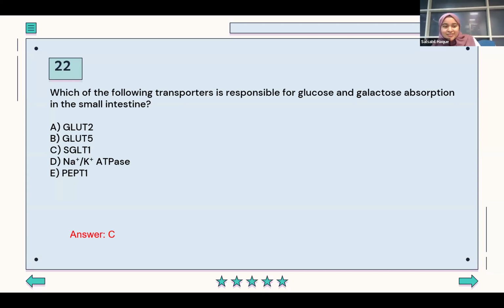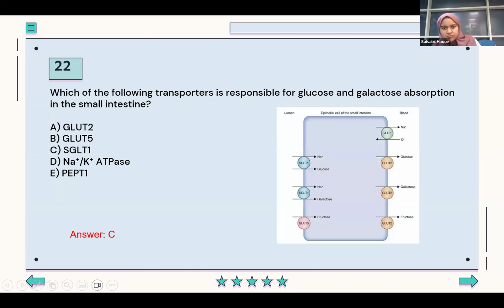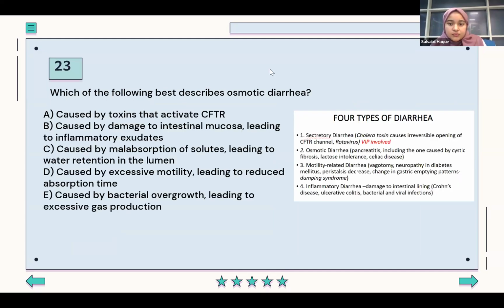Okay, so it is the SGLT1 transporter. And this is just one of those things that you have to know. So in the small intestine, you have a lot of different transporters. You have GLUT2, GLUT5, etc. But the one that carries both glucose and galactose is the SGLT1 transporter. Okay. I think I showed this table by mistake, so pretend you don't see the table.